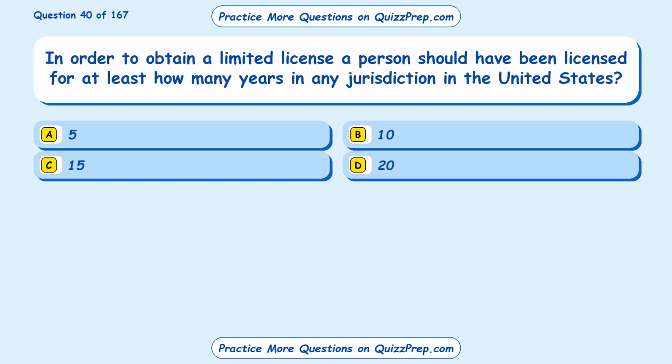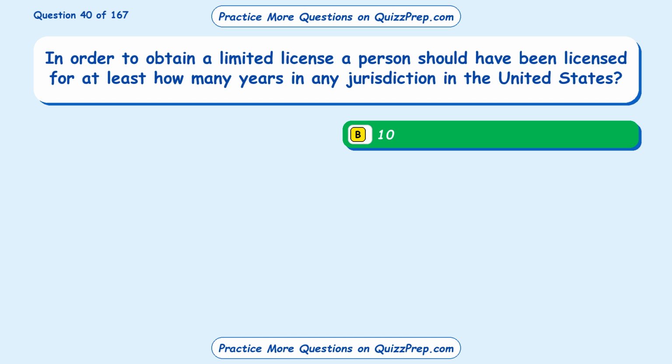Question 40. In order to obtain a limited license, a person should have been licensed for at least how many years in any jurisdiction in the United States? Option A, 5. Option B, 10. Option C, 15. Option D, 20. The correct answer is option B, 10.